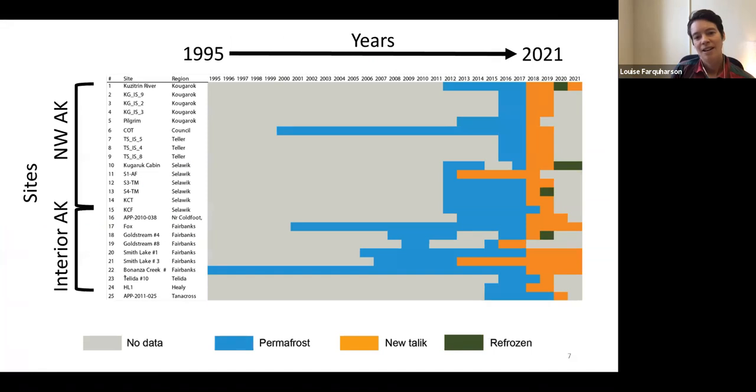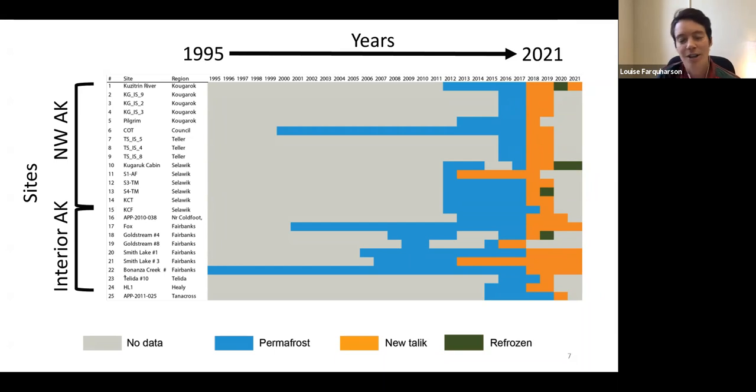So to place this in more of a temporal context, this table shows us all the sites on that previous map that were orange. And so what we see here is a table showing our observation period. The earliest observations we have are from 1995, that range through to 2021.